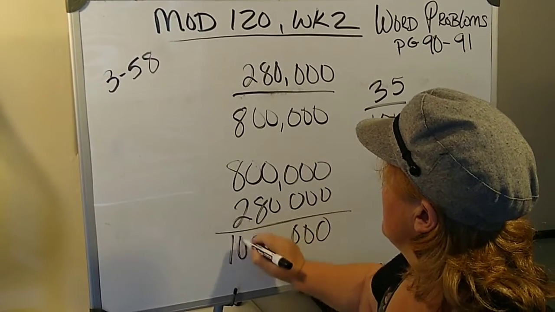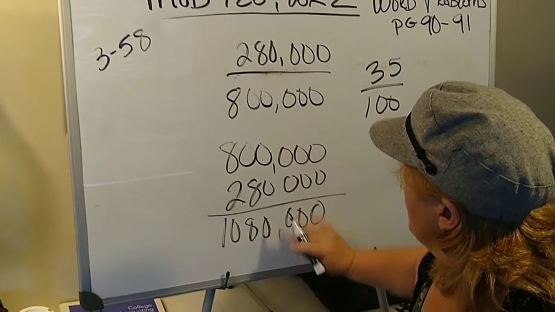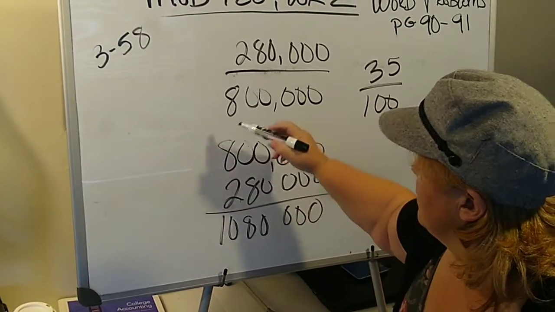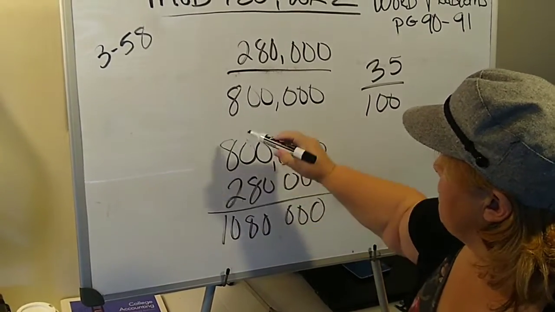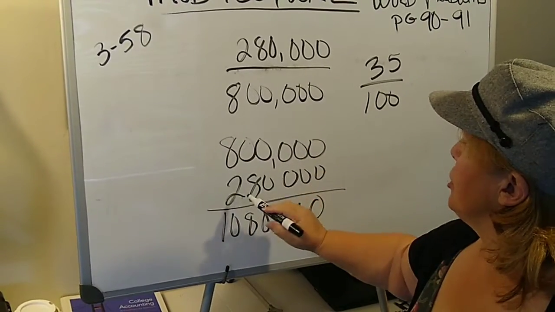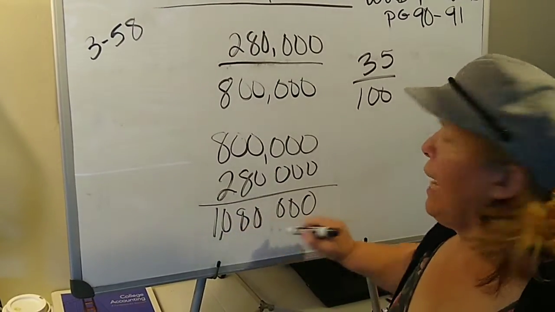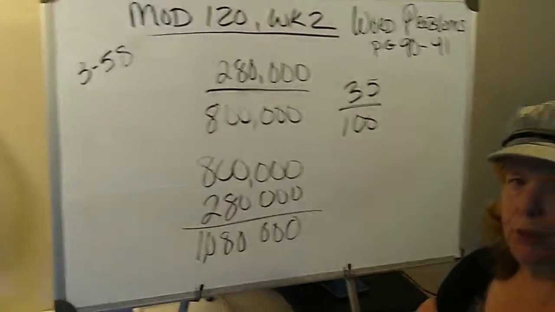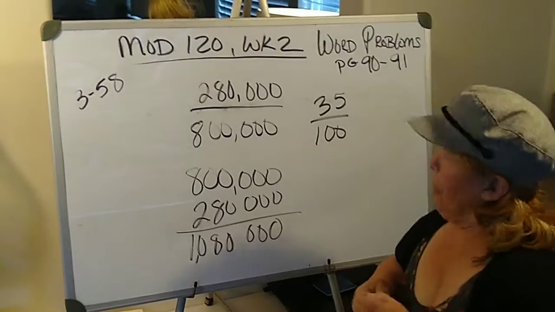8, 10. So, 800,000 plus 280,000 is 1,080,000 people who are expected to be at Walt Disney World for that following year. Okay. Next one.